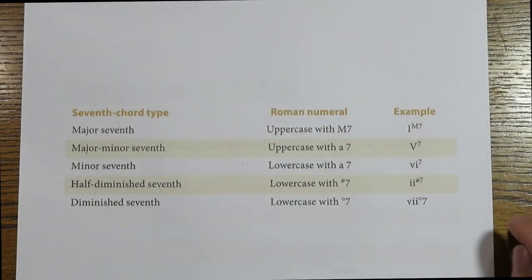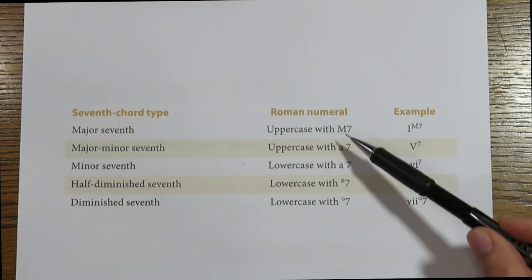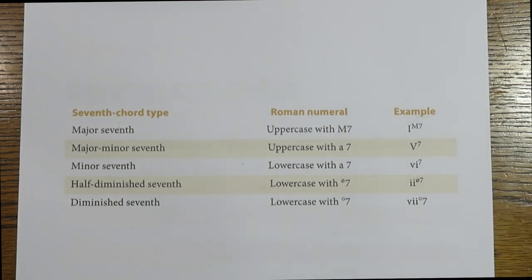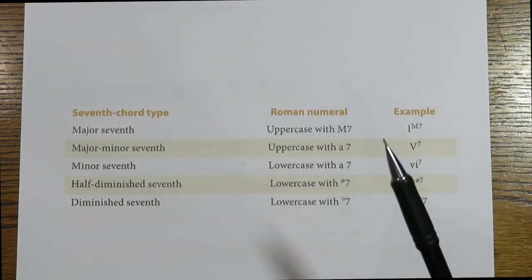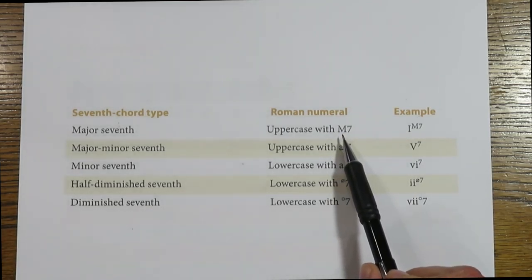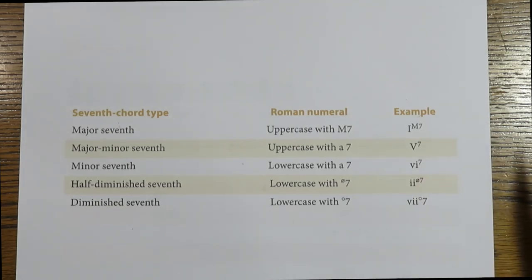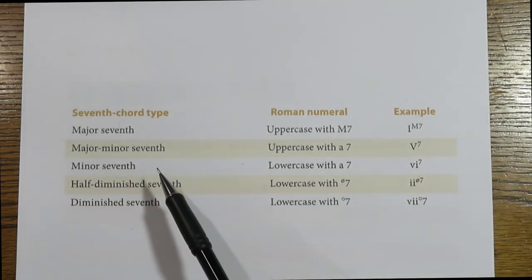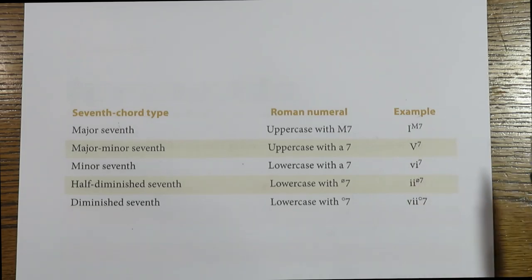Okay, so here we are, and we're about to get into the seventh chords now. So these are the types of seventh chords, and these are the Roman numerals. And here's some examples. So for a major seventh, use an uppercase Roman numeral with an uppercase M and a seven. For the major seventh, okay? And here's an example, like one major seventh. Okay, for the major minor seventh, you use an uppercase with a seven, like on the 5-7.